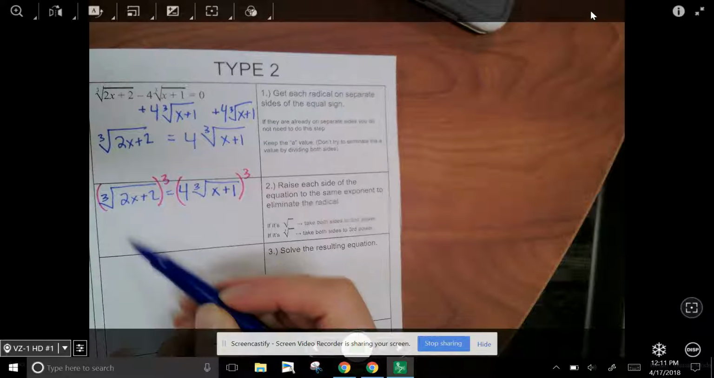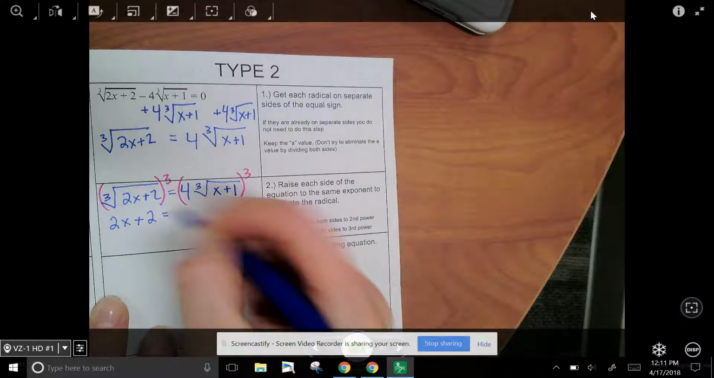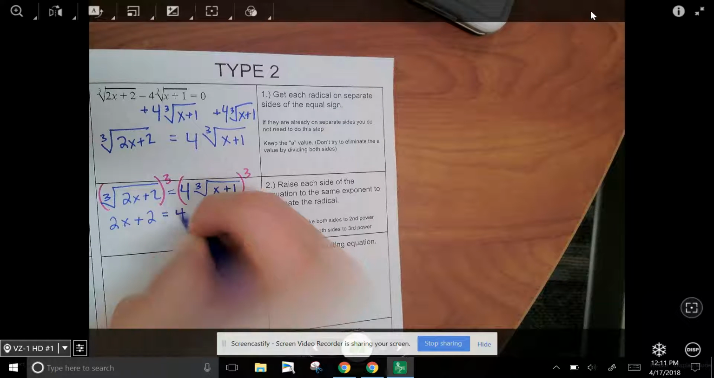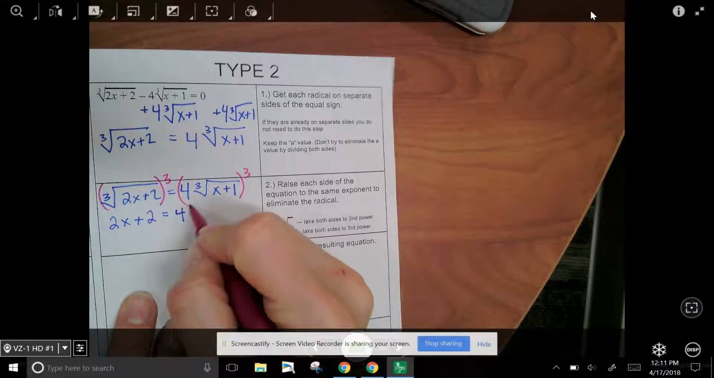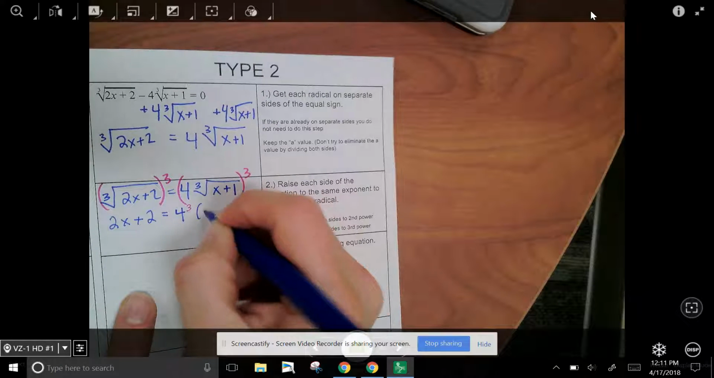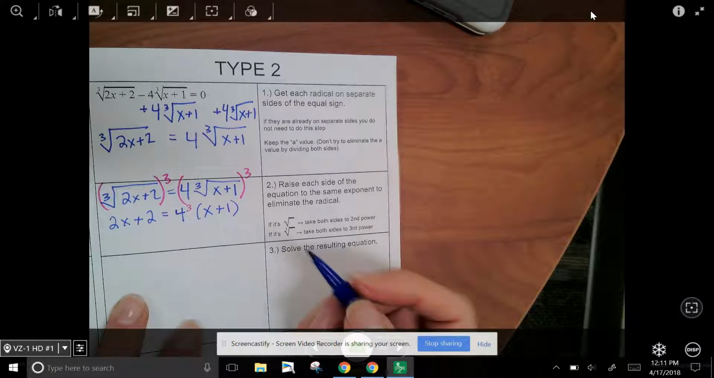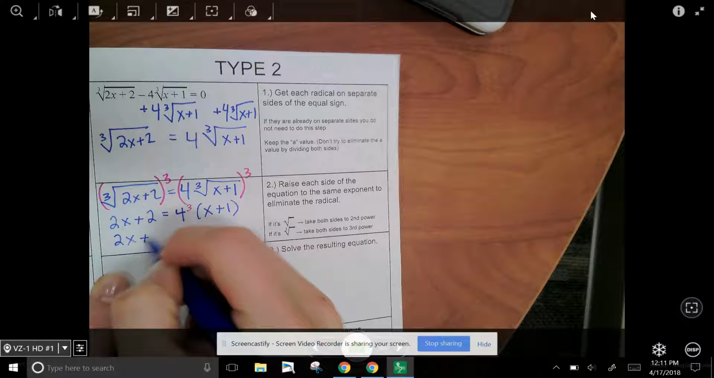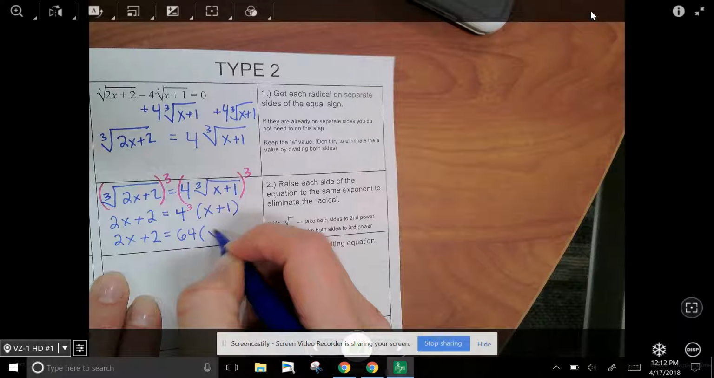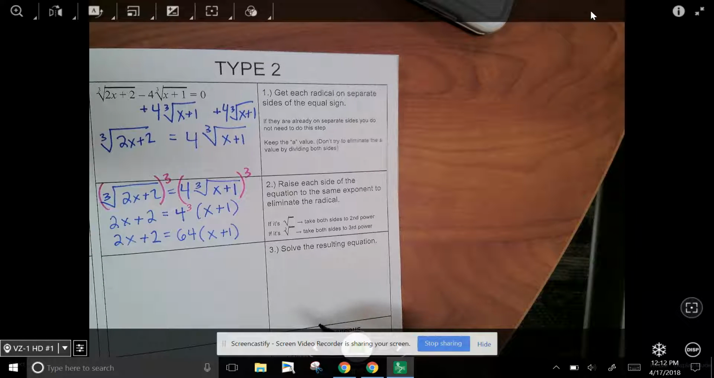There's nothing to put in my calculator here. So I just have 2x plus 2. But on this side, because that 4 is not in the radical, I actually need to cube it. So I'm going to write 4 with a little 3 so I know to cube it. And then my x plus 1 will just come out of the radical. So I'm going to rewrite what I have. 2x plus 2 equals 4 cubed, which is 64, times (x plus 1). So now I have eliminated the radical.